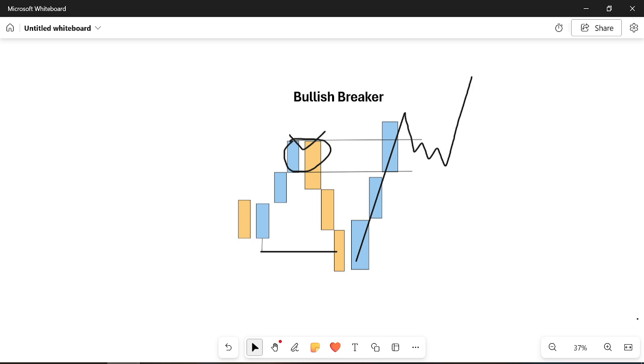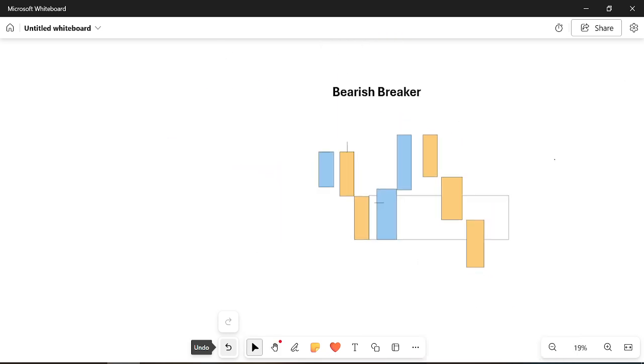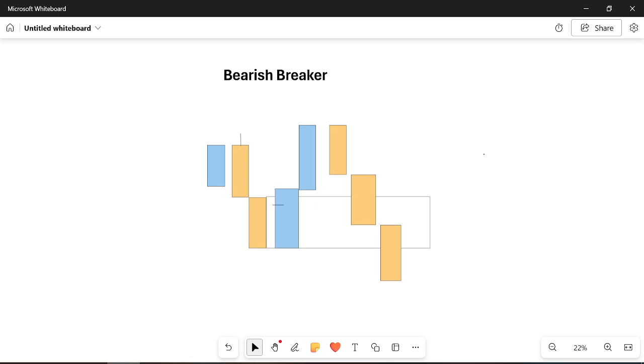The next thing we are going to study is the bearish breaker block. A bearish breaker block is the opposite of a bullish breaker block. It is basically a bullish order block. You can see here we have a bullish order block. Now the important rule here is that the bullish order block should have swept or broke the previous high. Here you can see the previous high has been broken.